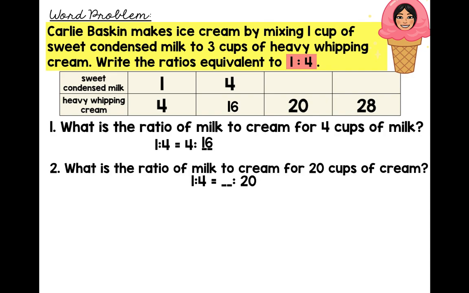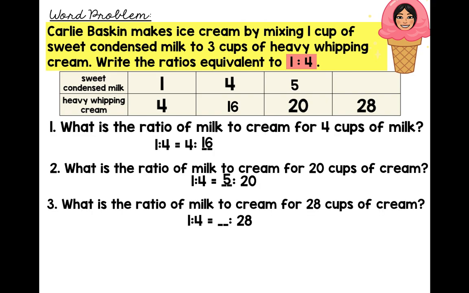What is the ratio of milk to cream for 20 cups of cream? Okay. All right, so my known ratios are 20 and 4. And how do I get from 4 to 20? I multiply by 5. So 1 times 5 equals 5. So your equivalent ratio should be 5 to 20. All right, and the last one, do this one on your own.